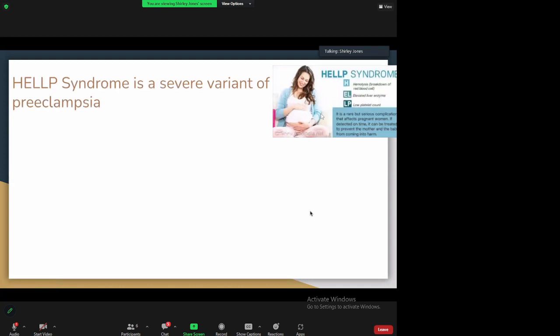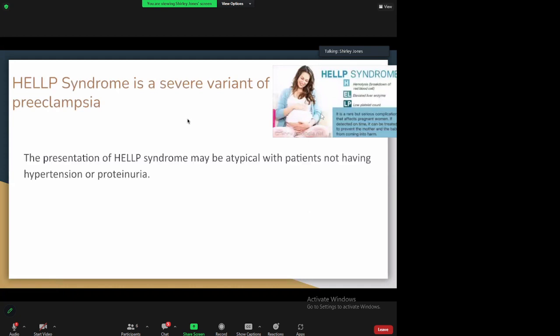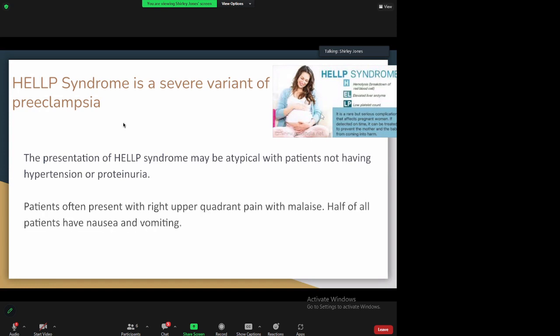So HELLP syndrome is a severe variant of preeclampsia, but it can be atypical because patients don't have to have elevated blood pressure and they don't have to have proteinuria. They often present with right upper quadrant pain with malaise, and half of them have nausea and vomiting. This is rapidly progressive and it's most commonly seen in 28 to 36 weeks of pregnancy. So it's hemolysis, elevated liver enzymes, and low platelets.